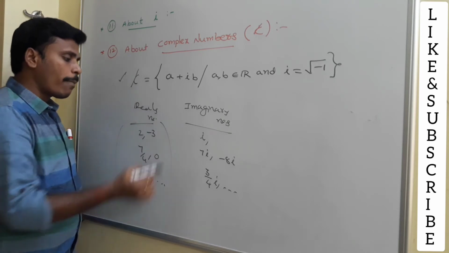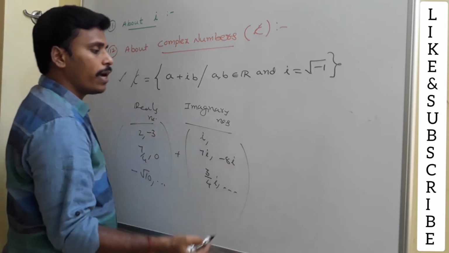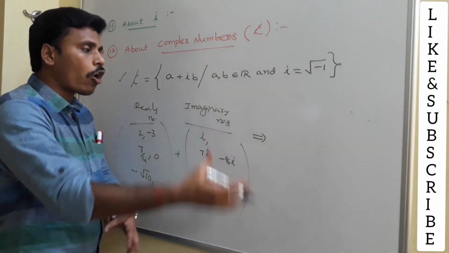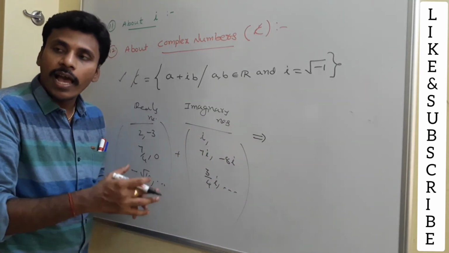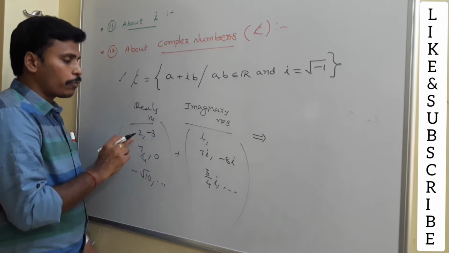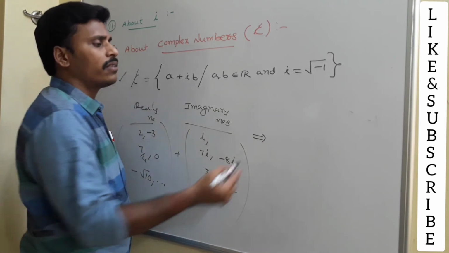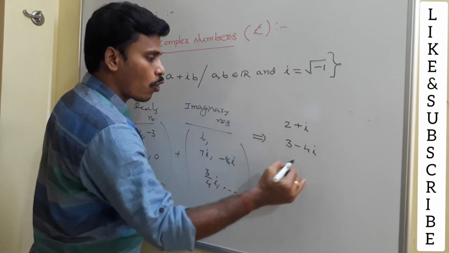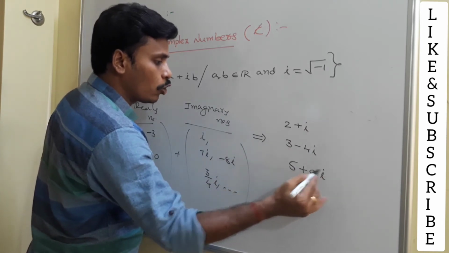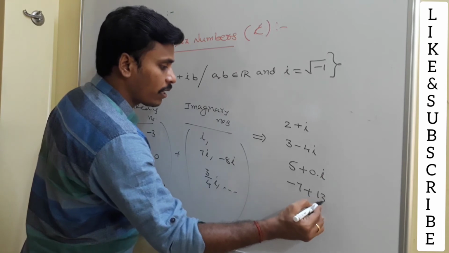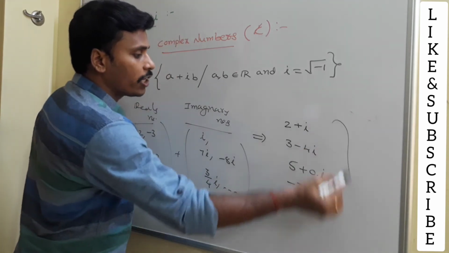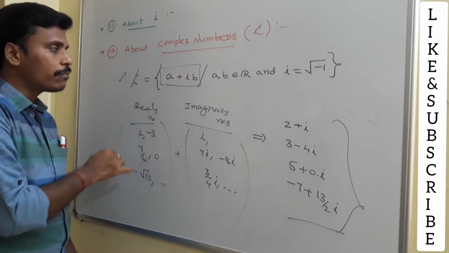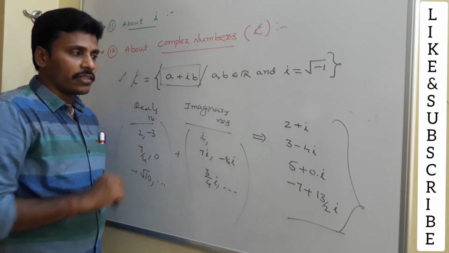Now, you need to combine these real numbers along with the imaginary numbers, then a new system forms. The newly formed numbers are all collected and named the system of complex numbers. For suppose, take any real number, take any imaginary number. It becomes like this: 2 plus i, 3 minus 4i, 5 plus 0 into i, minus 7 plus 13 by 2 i. It's a combination. Then all the numbers are of the form a plus ib. a is a real number and ib an imaginary number.